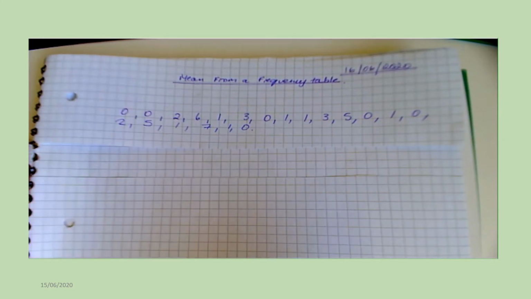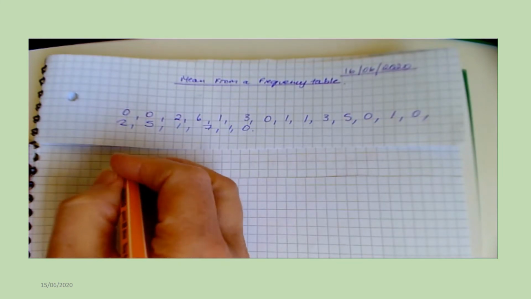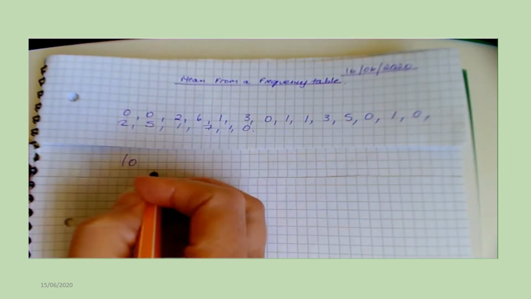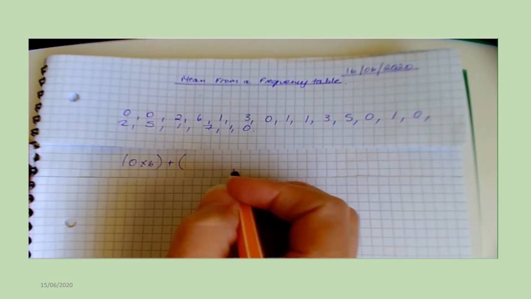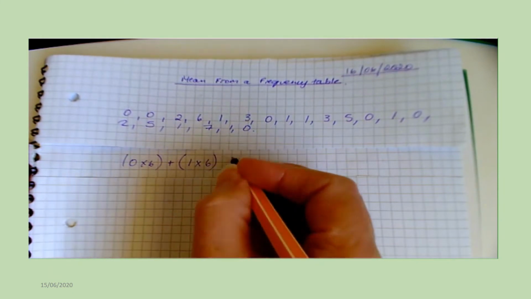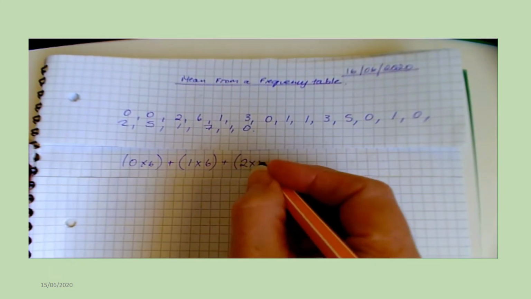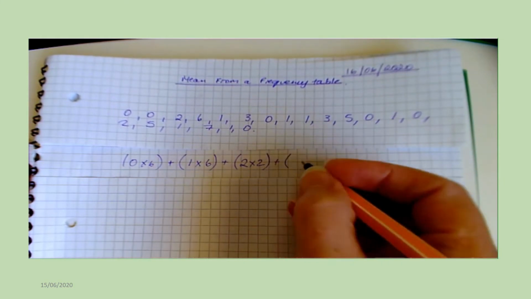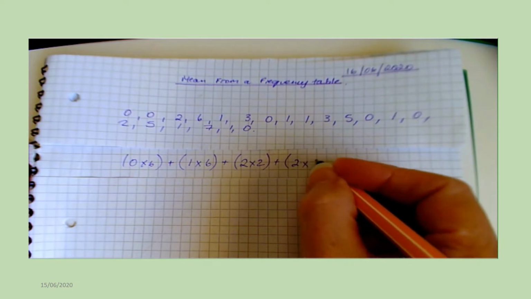Or you could have said to yourself, okay, so for 0 goals, there were 6 of them. You could have added that up. So you would have said 1 goal was scored in 6 games. Add that to 2 goals were scored in 2 games. Add that to 2 games had 5 goals.